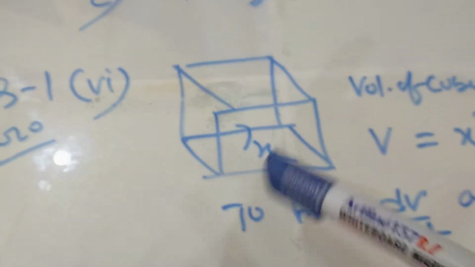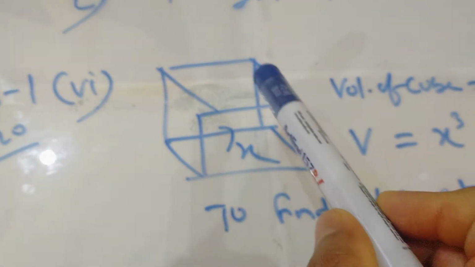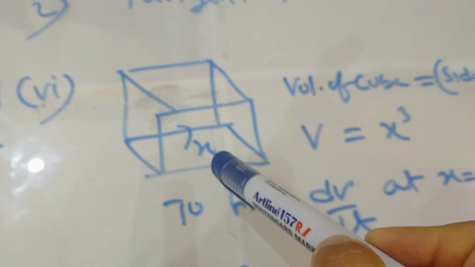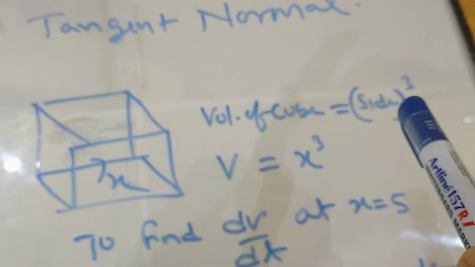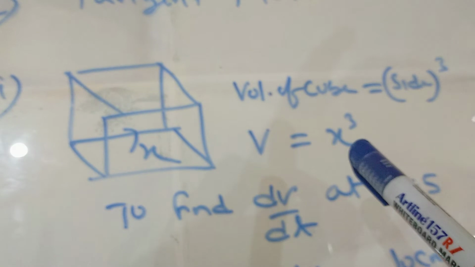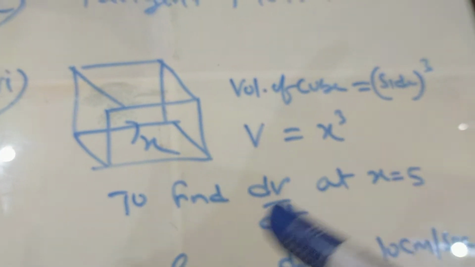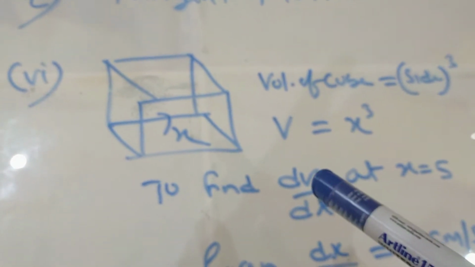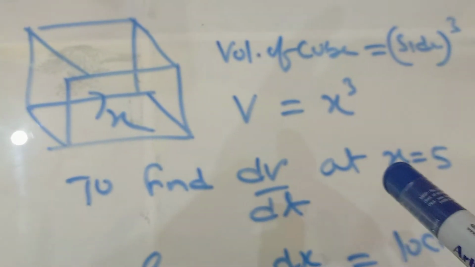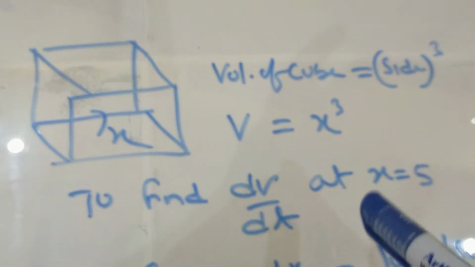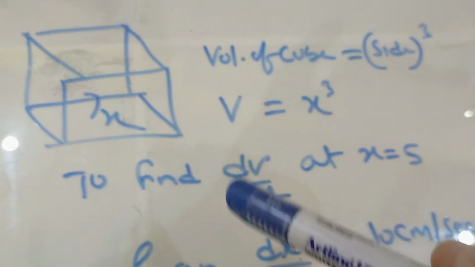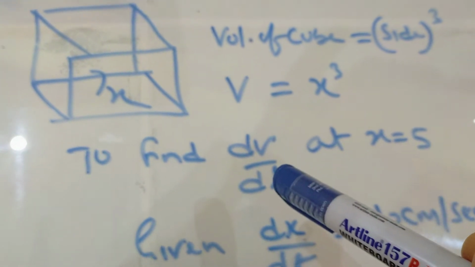Basically the story is what? We have a cube. You know, a cube has all sides equal. Suppose the side of the cube is x. So you know the volume of a cube is side cube. Therefore we can say volume V is equal to x cube. What is x? x is the side of the cube. We have to find the rate of change of volume at x equal to 5, means when the value of x will be 5, what will be the value of dV upon dt. That is the main question.